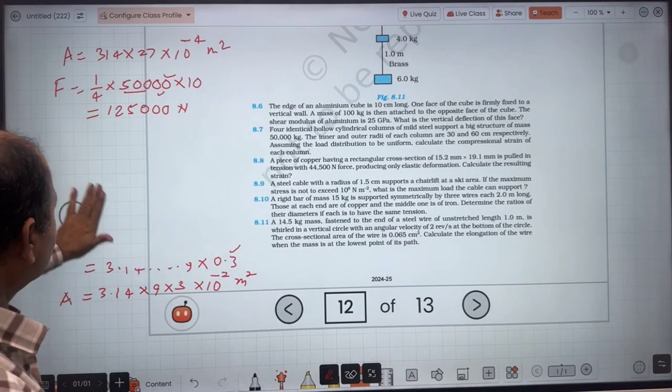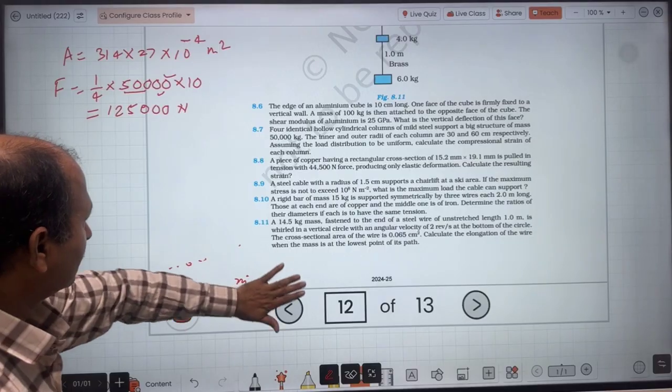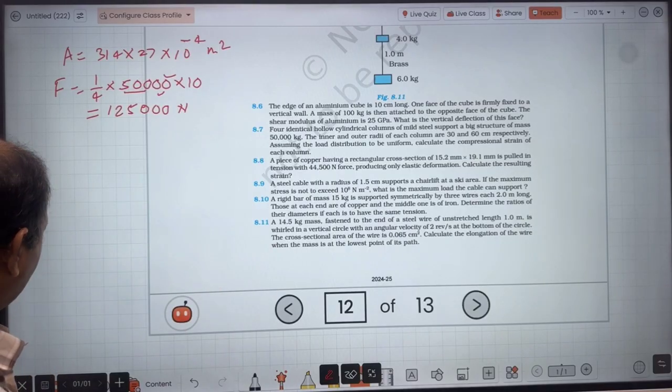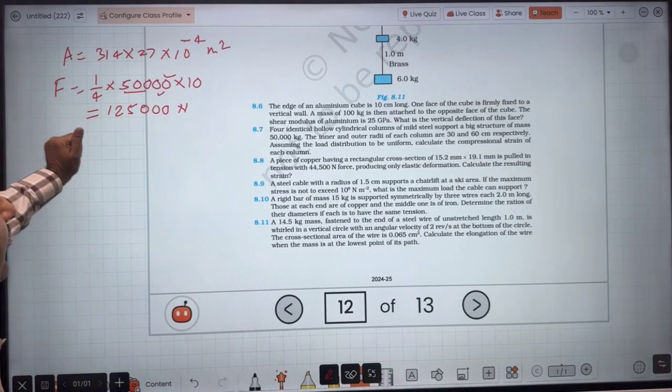So you have information of F and A. What more do you need?